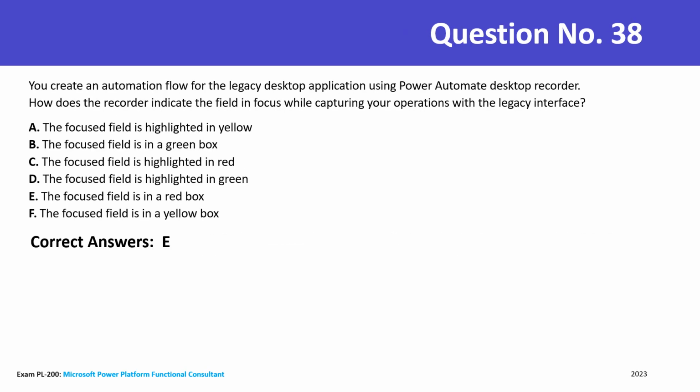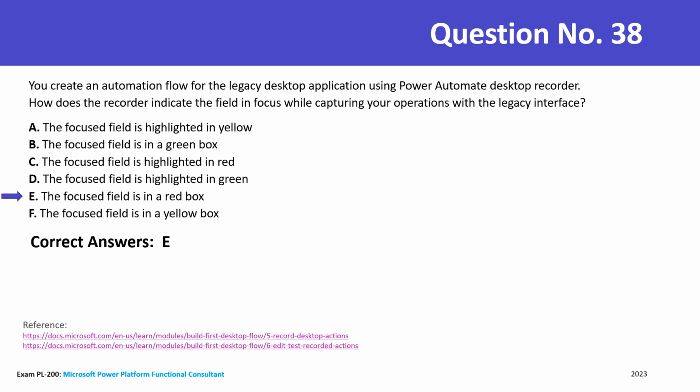You create an automation flow for the legacy desktop application using Power Automate Desktop Recorder. How does the recorder indicate the field and focus while capturing your operations with the legacy interface? A. The focused field is highlighted in yellow. B. The focused field is in a green box. C. The focused field is highlighted in red. D. The focused field is highlighted in green. E. The focused field is in a red box. F. The focused field is in a yellow box. Correct answer. E. The focused field is in a red box.